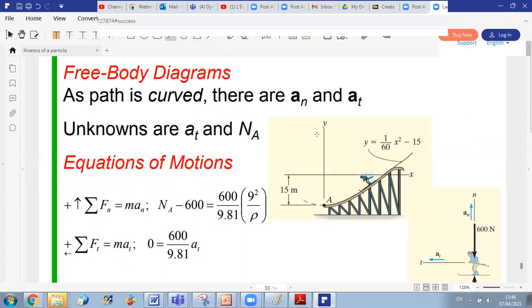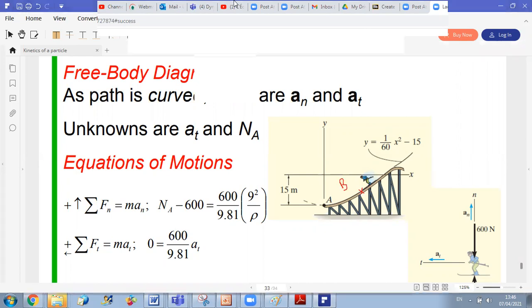Okay, what should we do? So we will do the analysis at any point. Let us call this point B. In this case, at point B, if I want to represent ut and un, ut is always tangent to the path. So it's along the tangent, and it is collinear with the velocity. So here, this is the tangent.